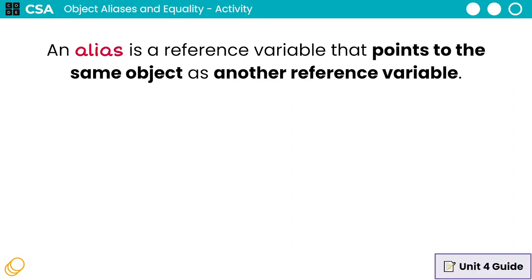All right, welcome back. An alias is a reference variable that points to the same object as another reference variable. If you've ever watched a lot of crime scene or cop shows, you might see that people have different aliases. The aliases are ways of referencing the same person or the same object, if you will, that already exists. It's just another name for the same thing over and over again.